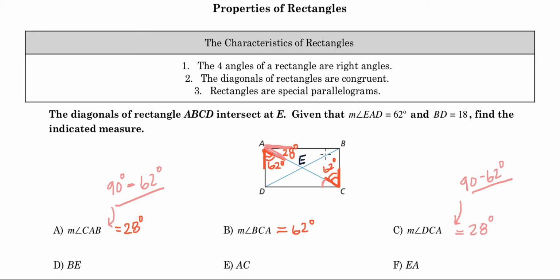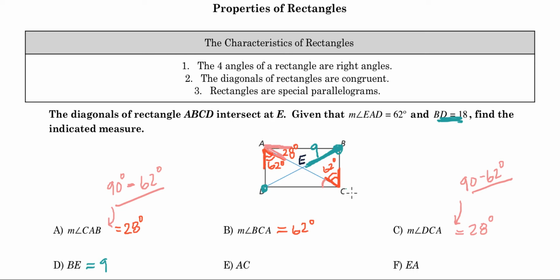Let's go to BE. So B to E, we need to figure out how long this thing is right there. Let me use a different color. Unfortunately, I don't know how long BE is. I only know that BD is 18. So from that point to that point is 18. Now, since diagonals bisect each other, this piece right here has got to be half of 18. So that's got to be 9 right there. So I now know that BE is 9.